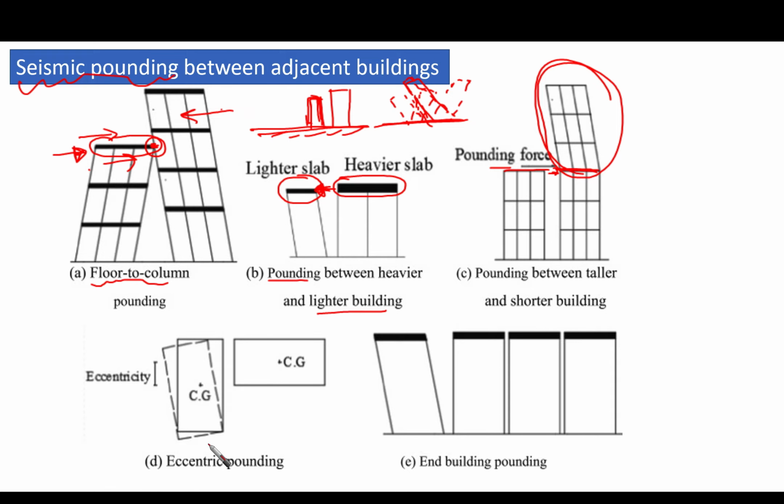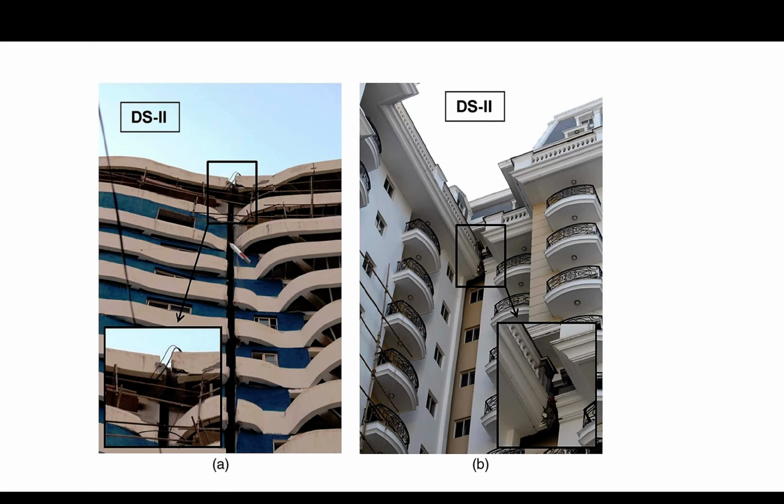Another pounding, we call it eccentric pounding. This is due to the eccentricity of one part of the building, which means there might be a kind of pounding here. Another case is the end building pounding, where if we have a set of buildings, the last one might work out of phase, and then it is going to have the pounding at the level. Okay, and of course we have seen that in different earthquakes.